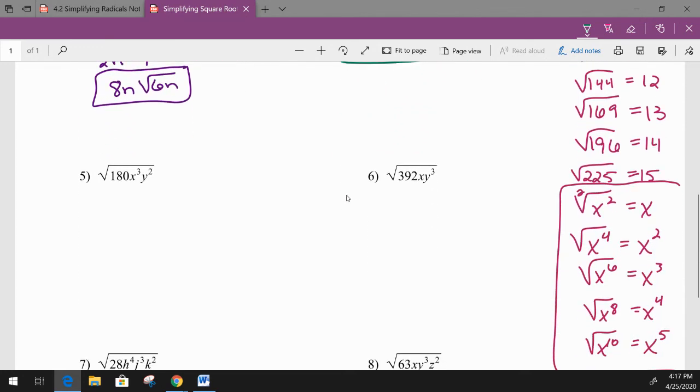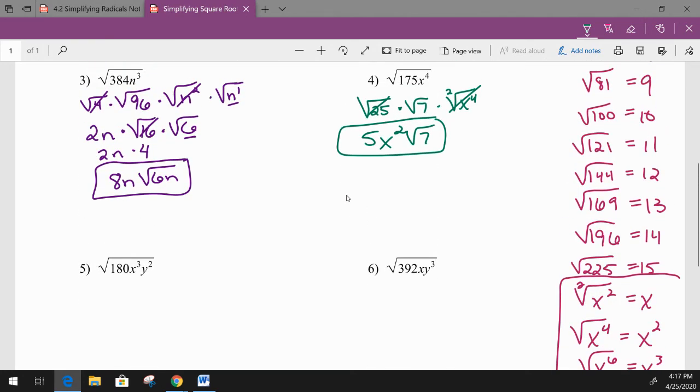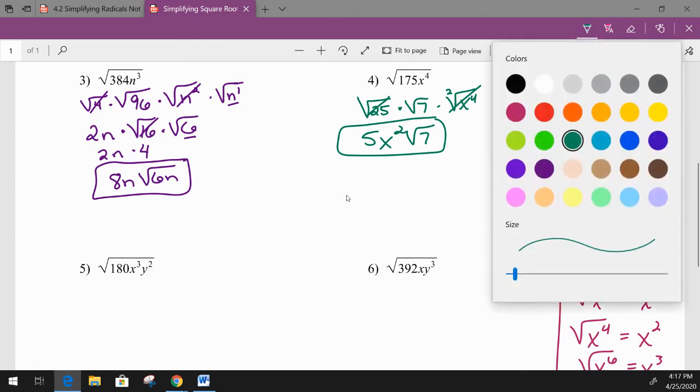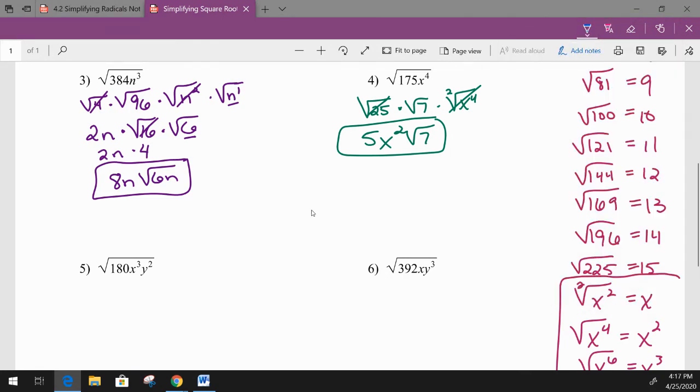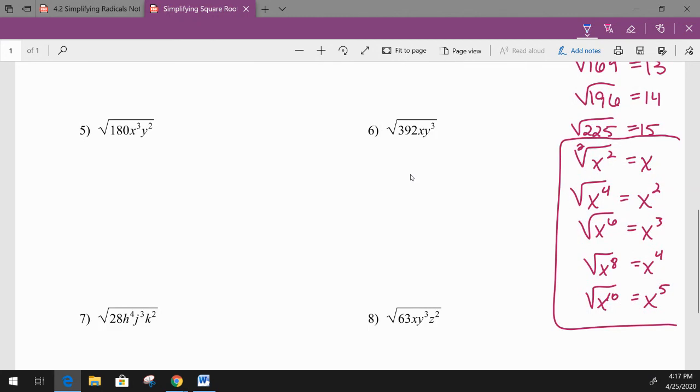All right, the next one we have is the square root of 180 x to the 3rd y squared. So now I've got 2 variables that I'm dealing with, to try to make it a little bit more challenging. I might not know the largest perfect square that's a factor of 180, but I do know that 9 goes into 18, and 9 is a perfect square. So I can factor that square root of 180 into square root of 9, and when I divide 180 by 9, I get 20.